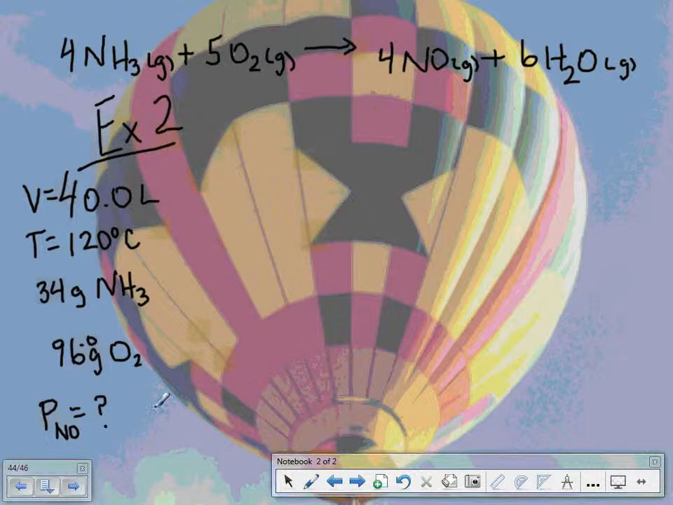Since NO is not the only thing that's made here, we also need to know the partial pressure of the H2O. And we have a table where we can look up the pressure of H2O, water vapor, at any given temperature.